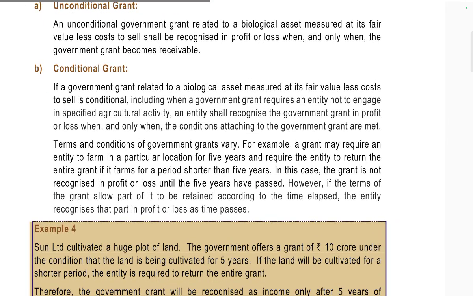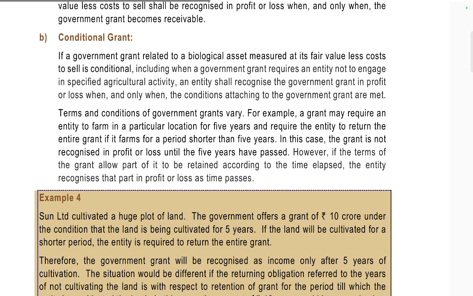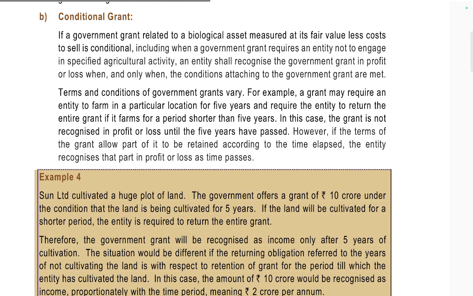A conditional grant is a government grant related to a biological asset measured at fair value less cost to sell, including conditions requiring the entity not to engage in certain agriculture activity. The entity shall recognize the government grant in profit or loss only when the conditions attached to the government grant are met. The terms of a conditional government grant vary.